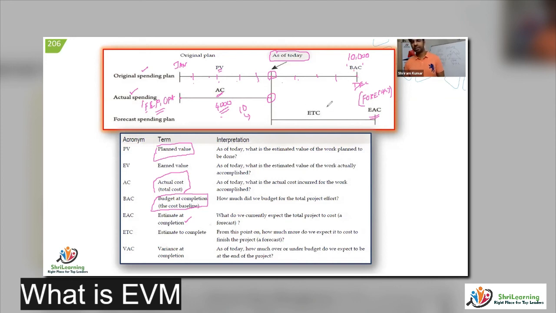I'll explain in the next graph. For now, up to this, you got the words. What is PV? What is BAC? What is actual cost? What is EAC? If you understand up to this, you are pretty good. And there is a term called ETC, estimate to completion. From today till the new budget, how much money I need. That gap is called ETC, estimate to complete.